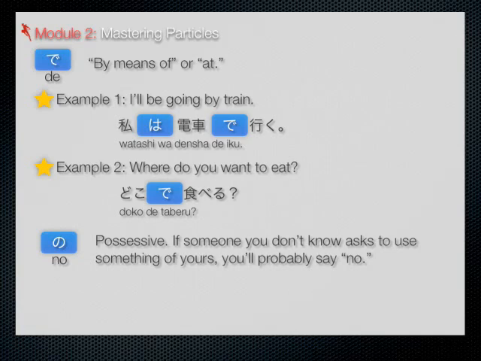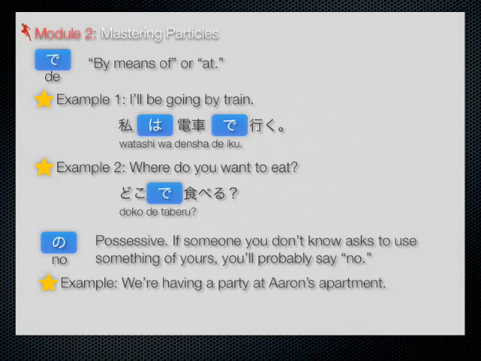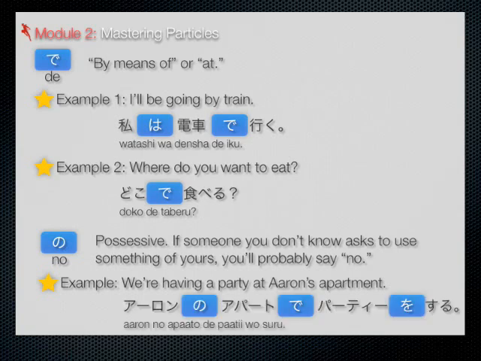This one should be pretty straightforward, but let's go through an example. If you wanted to say, we're having a party at Aaron's apartment, you would say in Japanese, Aaron no apato de party o suru. Again, I use de because this is at Aaron's apartment, right? And I use no in between Aaron and apato, which is apartment, because it's Aaron's apartment. So, Aaron no apato de party o suru. Alright.